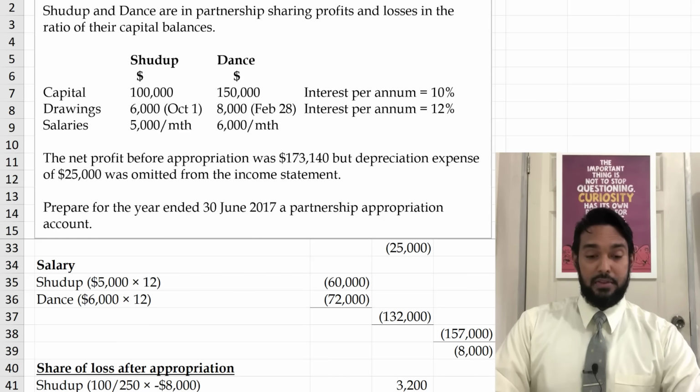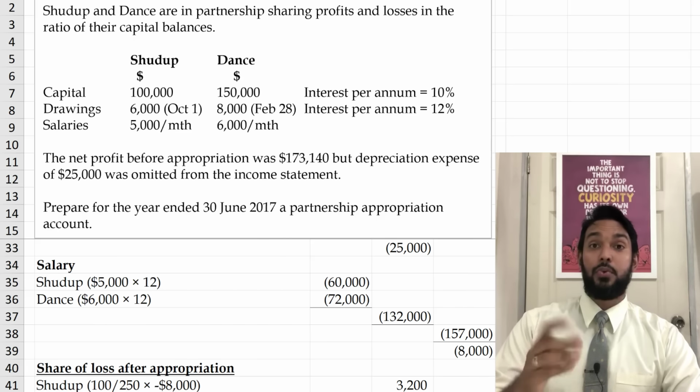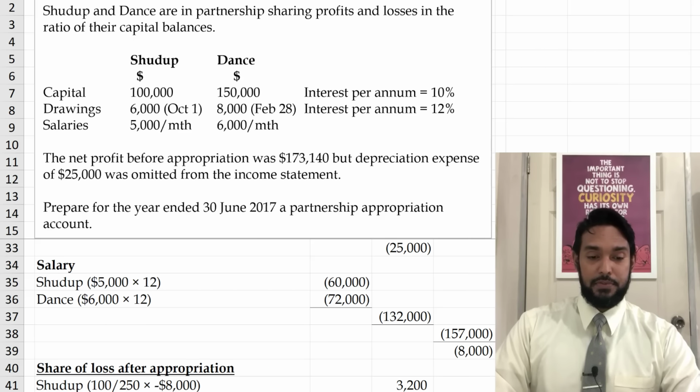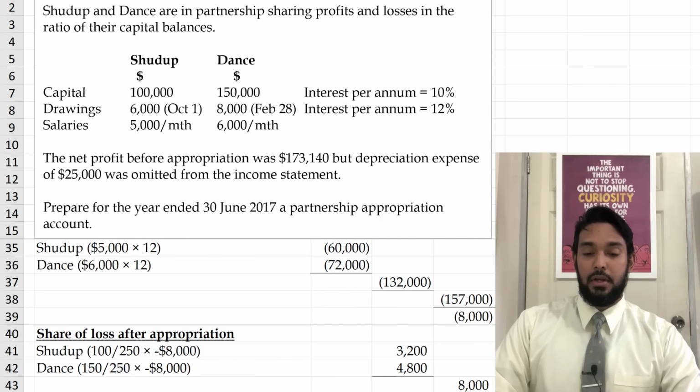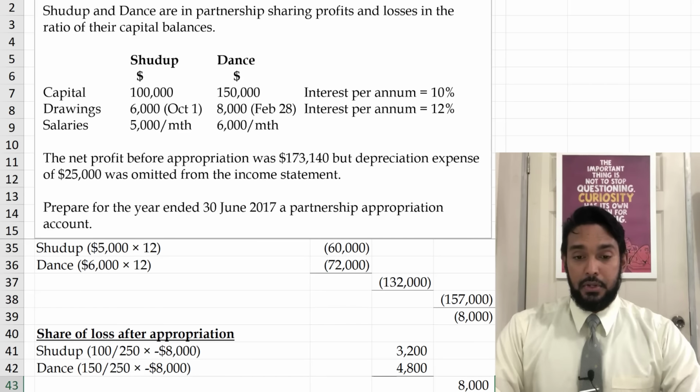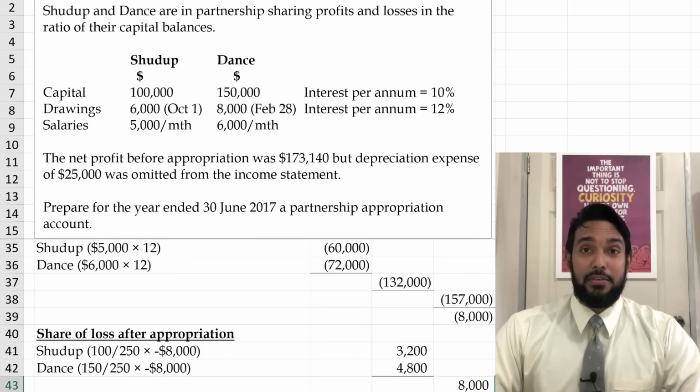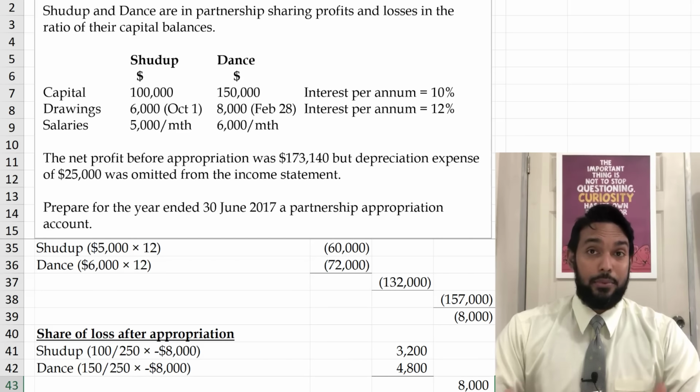2/5 of 8,000, that's 3,200. And then Dance, that's 150 over 250, which gives us 3/5. That's going to be 4,800, and when you add those two together, you get 8,000, and that cancels back with the loss. So I definitely wanted to show you guys an example with that.